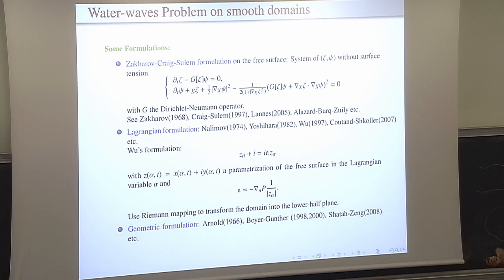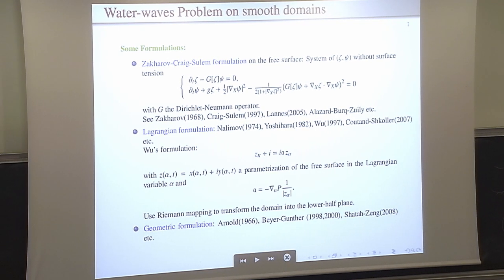And now I will recall some classical formulations, and I only list three of them. First of all is the very famous Zakharov-Craig-Sulem formulation, which Davinan used in his famous paper, and he proved the local well-posedness for the strip domain case. Of course, it's horizontally n-dimensional, and the local well-posedness without surface tension, and he uses this formulation. You see here G is a Dirichlet-to-Neumann operator, which was already introduced by Dommaz in his lectures.